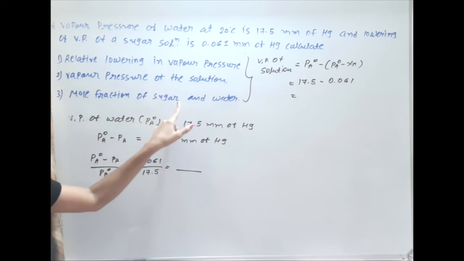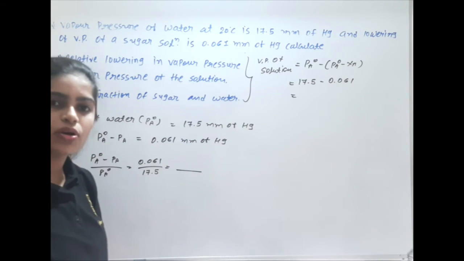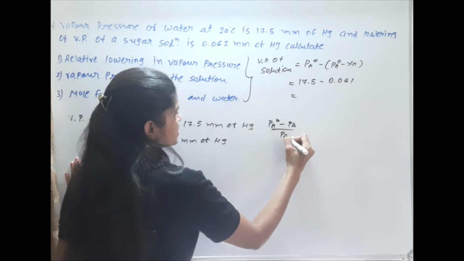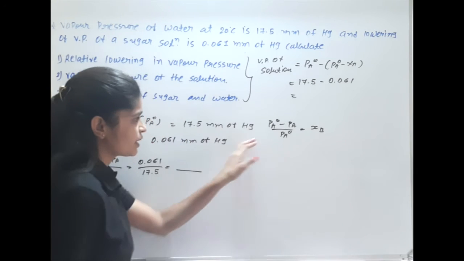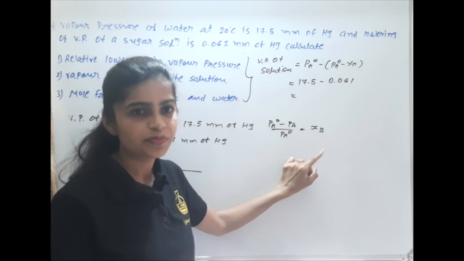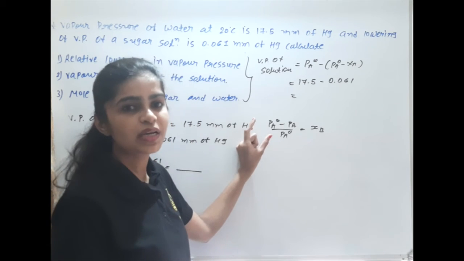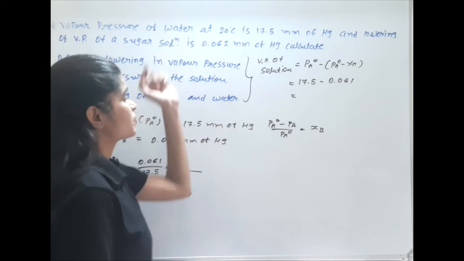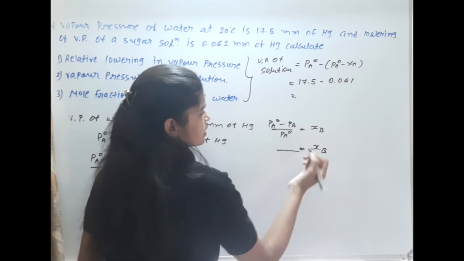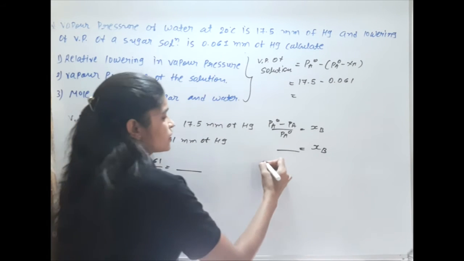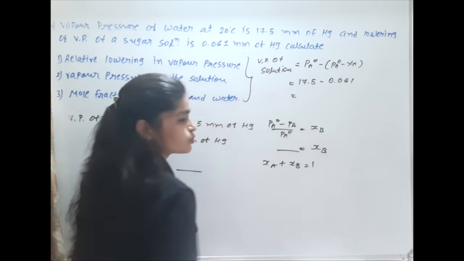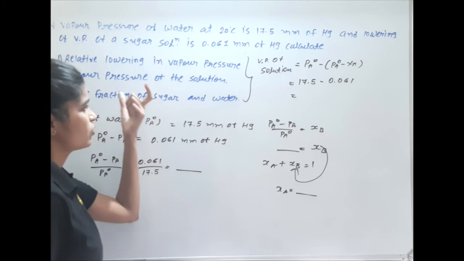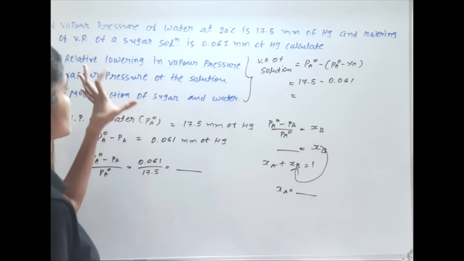Then next is the mole fraction of the sugar and water. How to find out the mole fraction? So PA0 minus PA upon PA0 is equal to XB, where A is the solvent and XB is the solute. The relative lowering in vapor pressure depends on the mole fraction of the solute, where the solute is the sugar. So this value is the mole fraction of the sugar, and we know that XA plus XB is equal to 1. When we put this value in this equation, we get XA, the mole fraction of the water. So that way we solve this example.